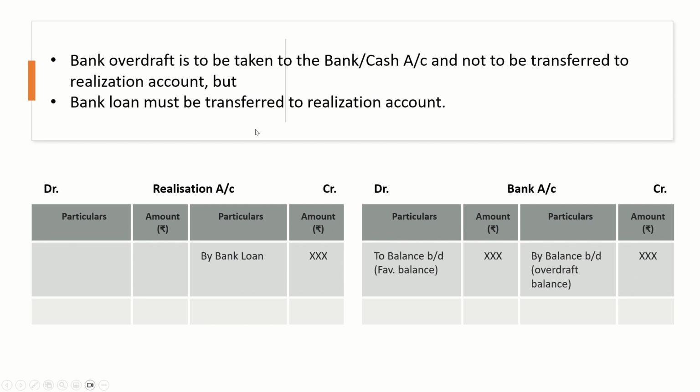Next we have bank overdraft. It is to be taken to the bank or the cash account that you're preparing and not to be transferred to realization account. Sometimes students are confused where to show bank overdraft. So in the bank account, you will show bank overdraft as your balance b/d, opening balance figure. And if you have a favorable balance, you show it on the debit side to balance b/d. If you have a bank loan, then you transfer it to realization account on the credit side, like any other external liability.